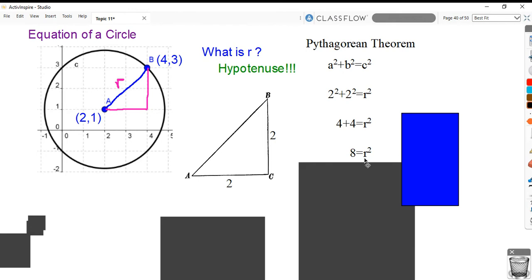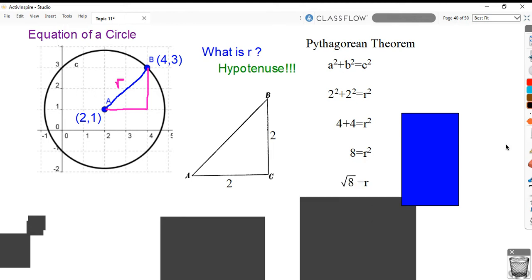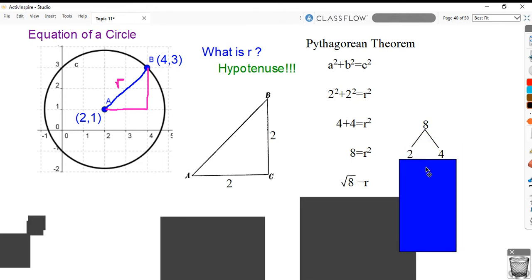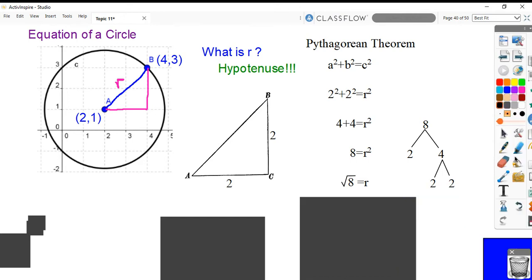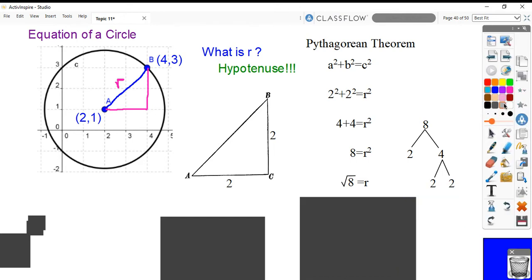When we get down to r squared equals 8, we have to take the square root because we want to have r completely by itself here. So the square root of 8, we're going to do a quick exercise in simplifying radicals like we did, I believe it was in either topic 9 or topic 10. Okay, 8 factors out into 2 times 4. And then this 4 can break down even more into 2 times 2. And so we look for the pairs of numbers in here.